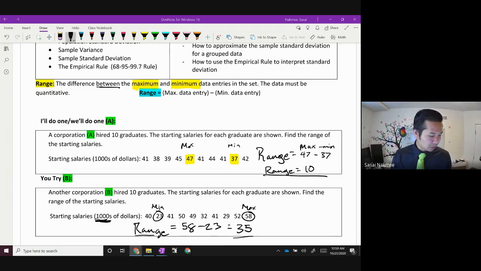Which company would you rather work for? Would you pick company A or would you pick company B? Knowing this data, knowing that Corporation A has a range of $10,000 and Corporation B has a range of $35,000, which corporation would you work for? You don't have to tell me why, you just have to vote. Which one do you think you would go with? Okay?